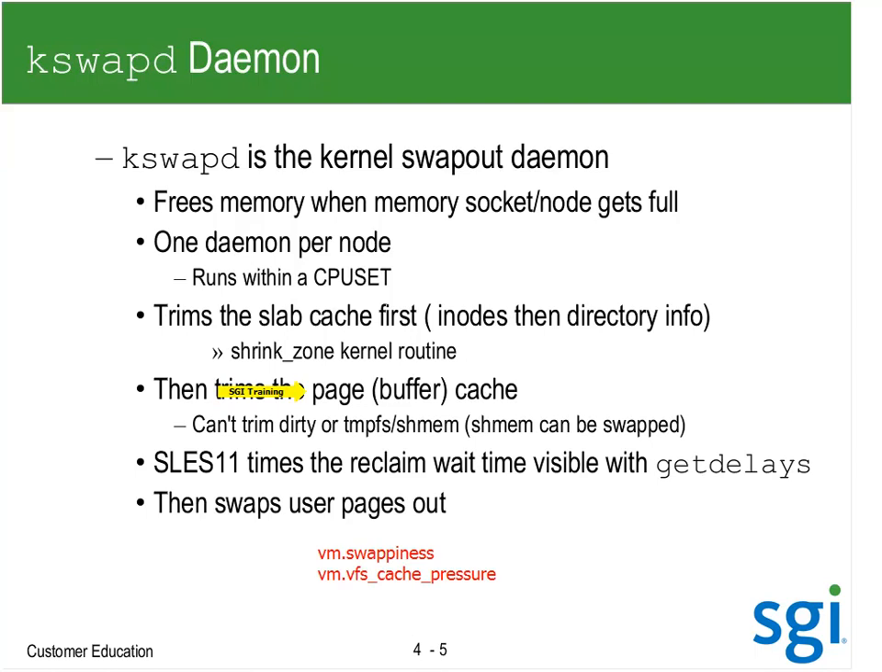A swappiness of 0 says protect user memory and trim the cache. 100 says swap user memory and protect the cache. The default is 60, by the way, which is swappy to the user. So on some of our systems we advise dropping it down to 0 so that we're going to trim the cache and not swap processes.